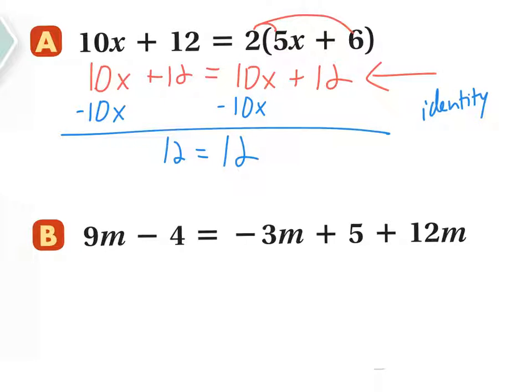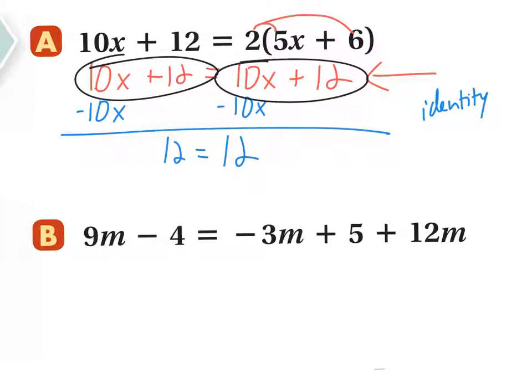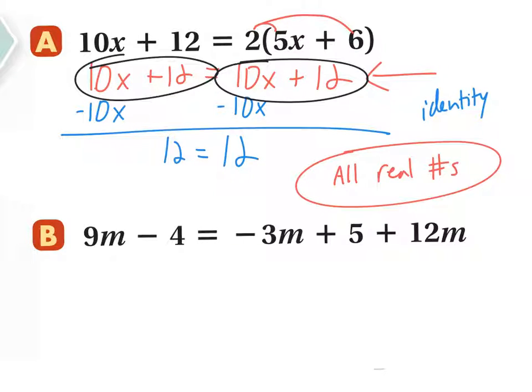And your solution, if they said, what is the answer to this problem, and you work it out to 12 equals 12 or 5 equals 5, or you notice that it's the same thing on both sides, your solution is all real numbers. You could plug in any real number, and you're going to get the same thing on the left side that you get on the right. Any number, because it doesn't matter. It's going to be the same thing on the left that's on the right, because they're the same thing, right?